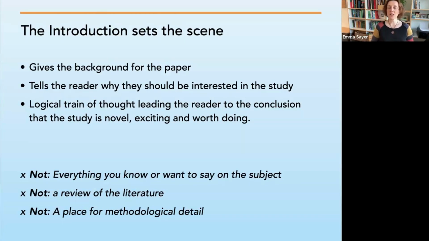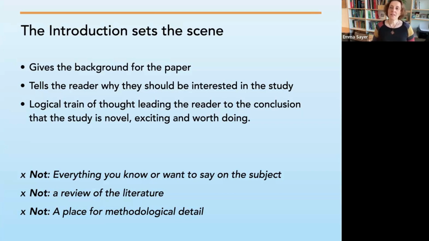It can be good to give a little bit of an outline of methods in the introduction, just to say what the study is about, how you've tested a certain question, for example, with a field study, but it should be a very brief outline in one or two sentences at most. No methodological detail.